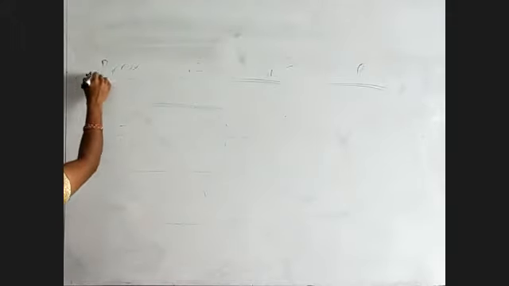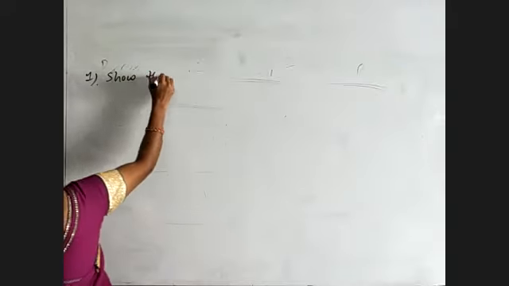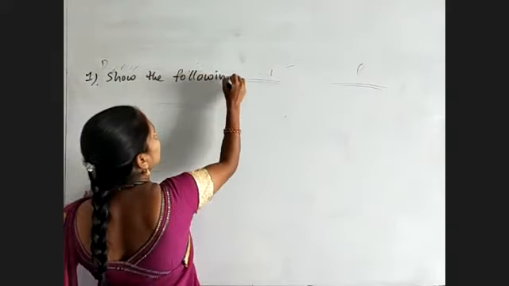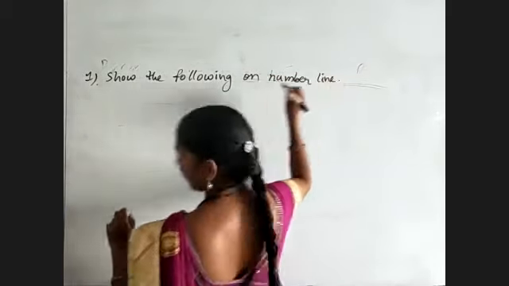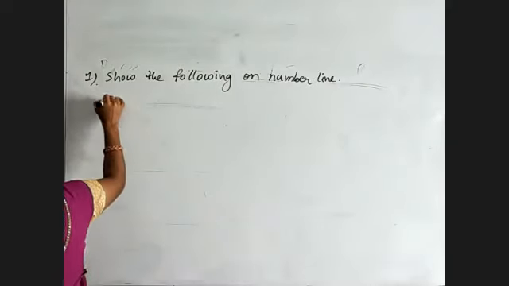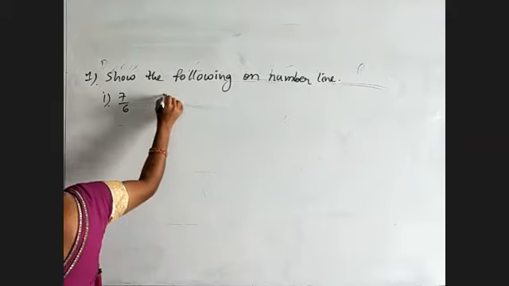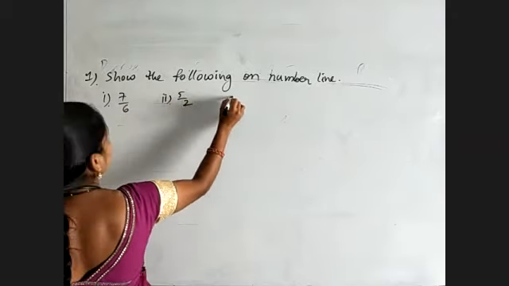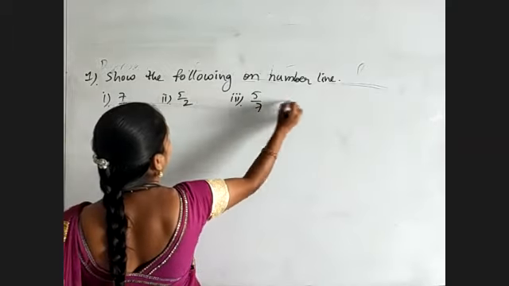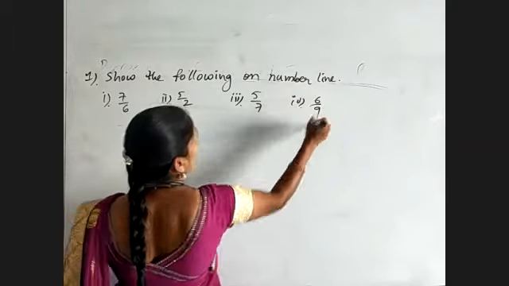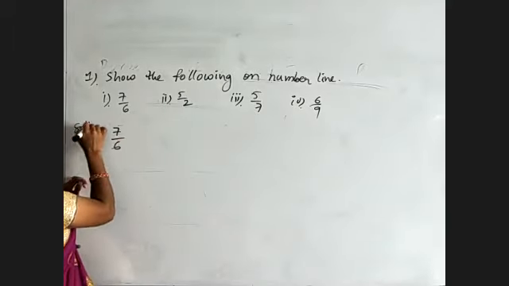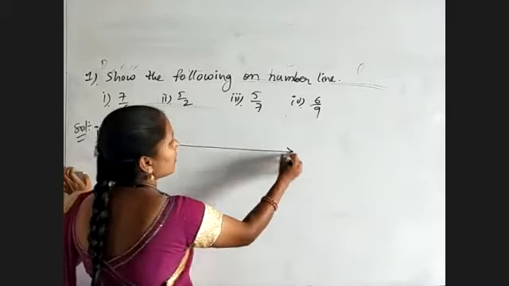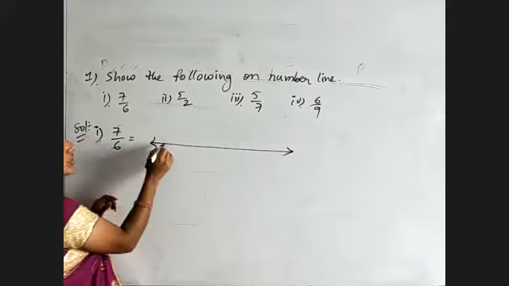Show the following on the number line. Seven by six, 5/2, 5/7, 6/9. Okay, observe the first problem. 7/6. How to represent it on the number line? Draw the number line. 7/6 is an improper fraction.